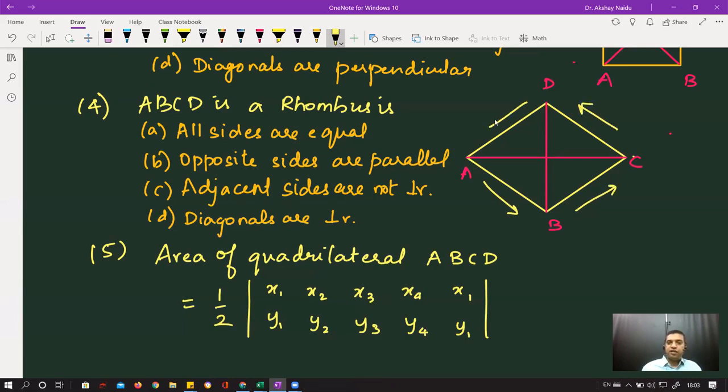A, B, C, D. Then again the same technique of multiplying left up to right down and left down to right up. Downward is positive, upward is negative. The same cross multiplication you do and add, you will get the area of the quadrilateral.